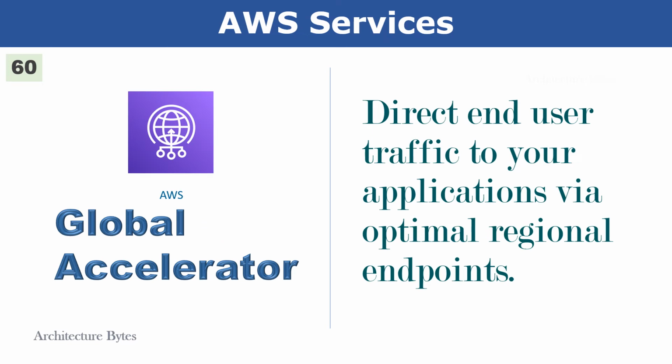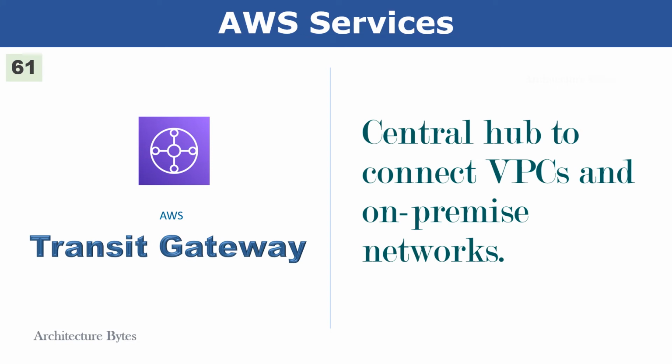Global Accelerator is used to direct end user traffic to your applications via optimal regional endpoints based on health, client location, and policies that you configure. This improves availability and provides faster access to your application to users around the world. Transit Gateway is a central hub to connect VPCs and on-premise networks. It acts like a cloud router, simplifies your network architecture, and reduces operational costs. It controls how traffic is routed between connected networks using route tables.